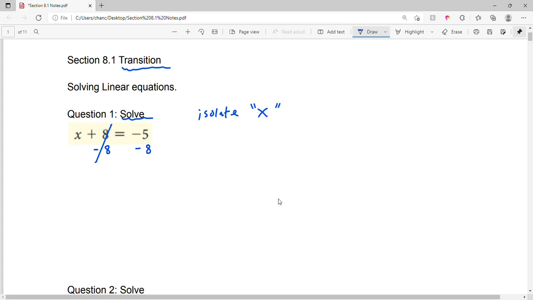On the left, we have x equals, because the 8 and the negative 8 cancel out. And on the right, we have negative 5 minus 8, which is negative 13. So this is our solution. X is equal to negative 13. We can also write our answer inside a set of curly brackets.